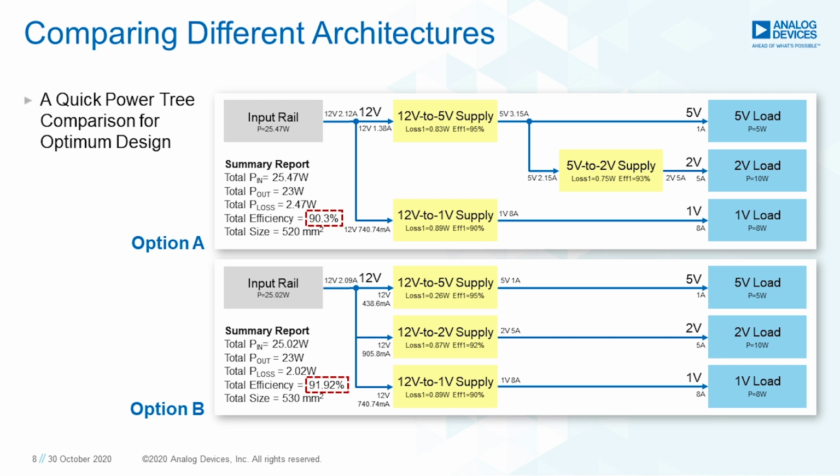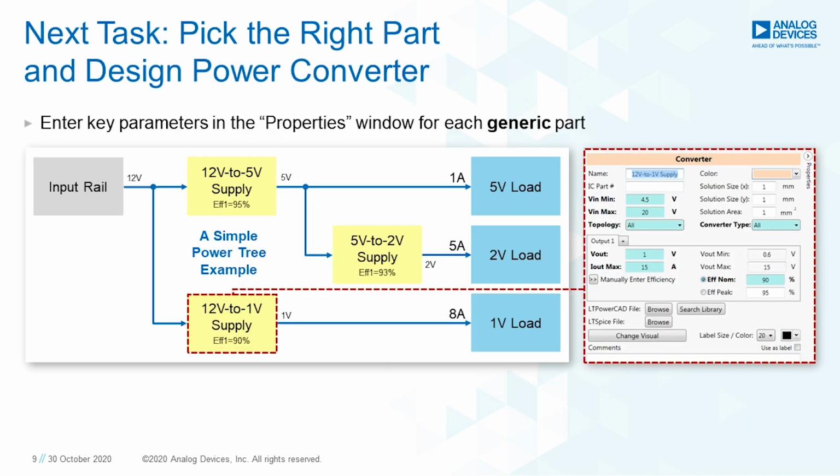You can see that there is a slight difference in overall efficiency and board size. The next task is to pick the right part and design the power converter. To get a list of the appropriate parts for each block, you can click on the block symbol, which opens a window where you can enter the appropriate parameters, and then search the library of ADI power products that fit the required criteria. Once you have picked the part from the database, the block parameters will be updated.